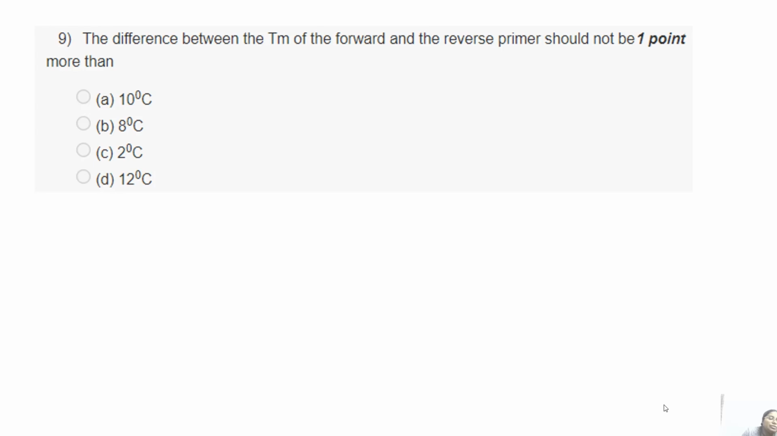So this question, we can talk a little bit about this question. The difference between the Tm of the forward and the reverse primer should not be more than A 10 degree, B 8 degree, C 2 degree, and D 12 degree Celsius. Which one do you think is right? In option C. Okay, so yeah, the answer will be 2 degrees Celsius.